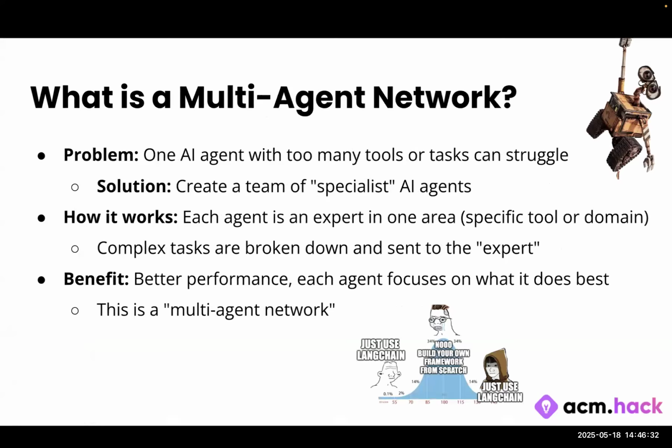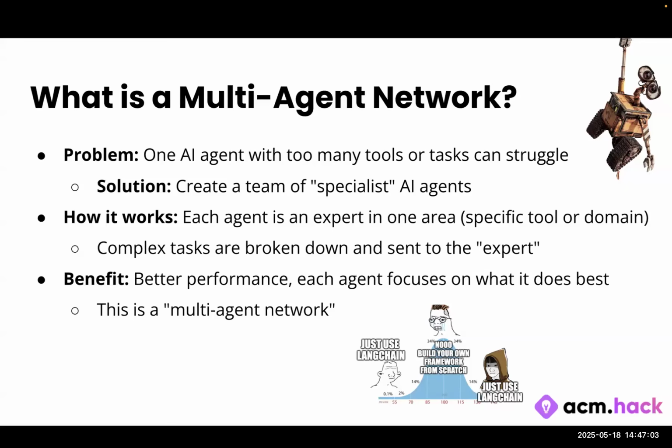So what exactly is a multi-agent network? A problem is that one AI agent with too many tools or tasks can struggle. If you've ever tried to summarize a GE essay or something, and you put in a giant block of text, ChatGPT may skip over a lot of elements, or it won't really respond to the depth of detail that you want. So the solution here is that you can create a team of specialized AI agents that can handle each process of that task that you give it.